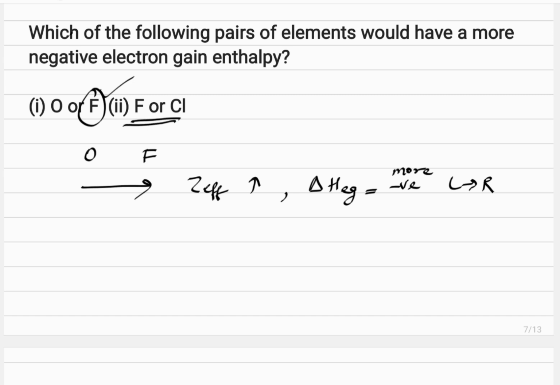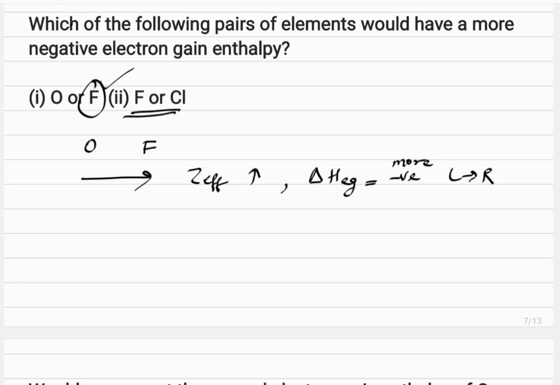Talking about fluorine and chlorine. Now here there is an exception. Fluorine is above chlorine in a group. So you would expect that down the group, since Z effective decreases, the value should be less negative for a chlorine atom, but actually it's more negative for chlorine atom. Chlorine atom has a more negative electron gain enthalpy. Now, why is that the case?